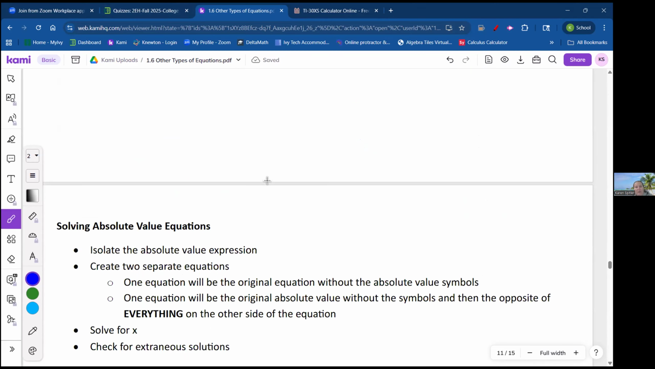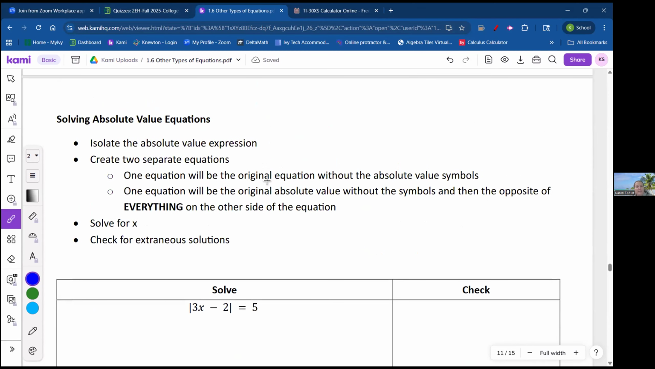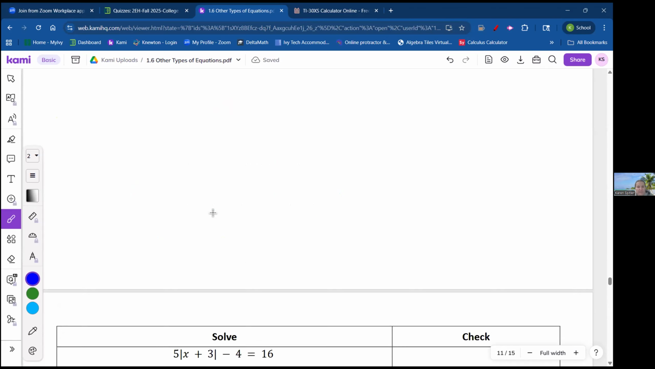And the last item I want to hit before we go is absolute value equations. You're going to isolate the absolute value expression if you need to. The absolute value expression looks like the giant sticks. Okay? Create two separate equations. One equation will be the original equation without the absolute value symbols, and the other will be the original absolute value equation without the absolute value symbols, and then the opposite of everything on the other side. Solve for x, check for extraneous solutions.